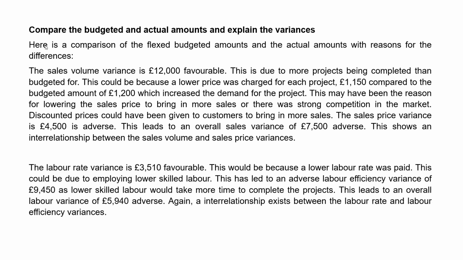Now the labour ones, the labour rate variance is £3,510 favourable. This would be because a lower rate was paid for labour. This could be due to employing lower skilled labour. Now, this has led to an adverse labour efficiency variance of £9,450, as lower skilled labour would take more time to complete the projects. So overall, this leads to a labour variance of £5,940 adverse. Again, there's an interrelationship here between the labour rate and the labour efficiency variances.